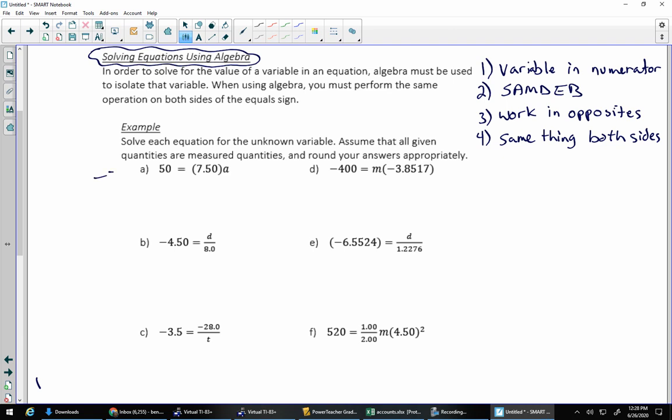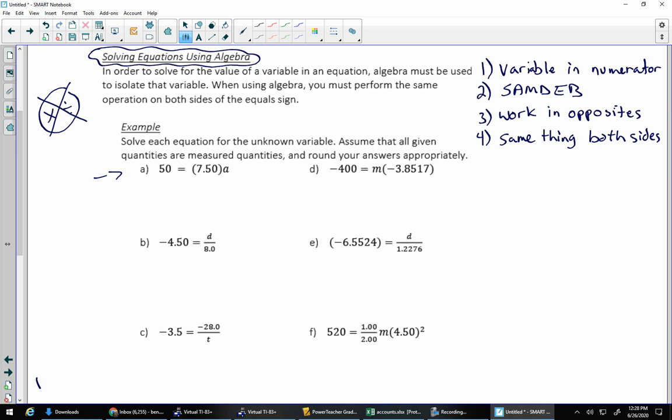We'll start with a real simple one. We'll start with A. We've got 50 is equal to 7.50 times A. Notice that we are not using multiply or divide symbols for any of these. We put our numbers in brackets. If we want to divide things, we just put it on the bottom. Do not use multiply and divide symbols. That's just going to confuse things and make things messy. Try not to use those at all.